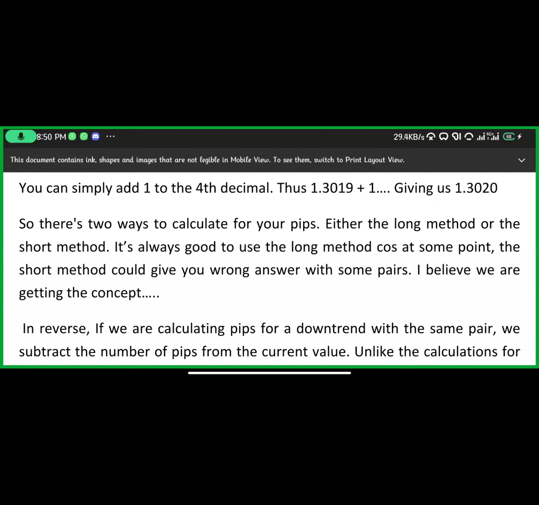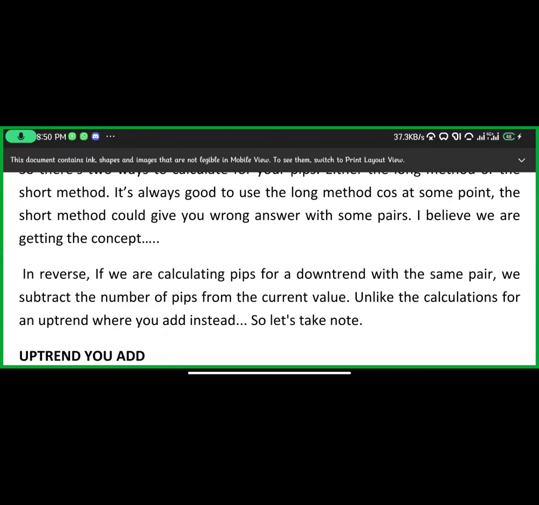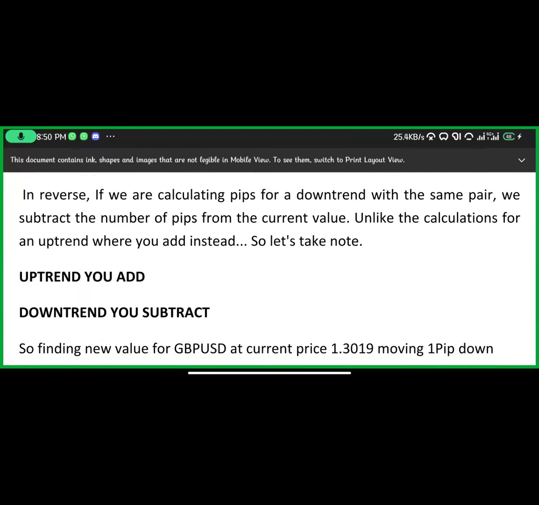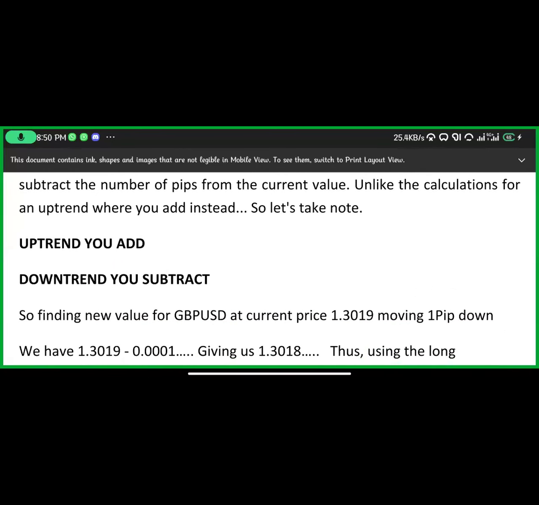So let's proceed. Now, in the reverse case, if the market is going downward, how do you calculate the pips? If you are calculating pips for a downtrend with that same pair of GBP USD, we subtract the number of pips from the current value, unlike when we are calculating for the uptrend, where we have to add to the value. So please take note of this. Uptrend, you add. Downtrend, you subtract. Now we are dealing with a downtrend.